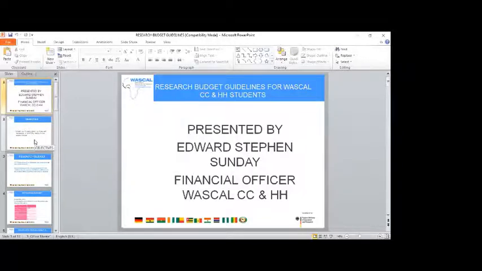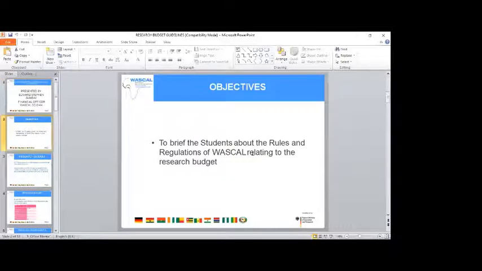So the title is Research Budget Guidelines for WASCAL, CC, and HH students, presented by the FO. Objective: to brief the students about the rules and regulations of WASCAL relating to the research budget.